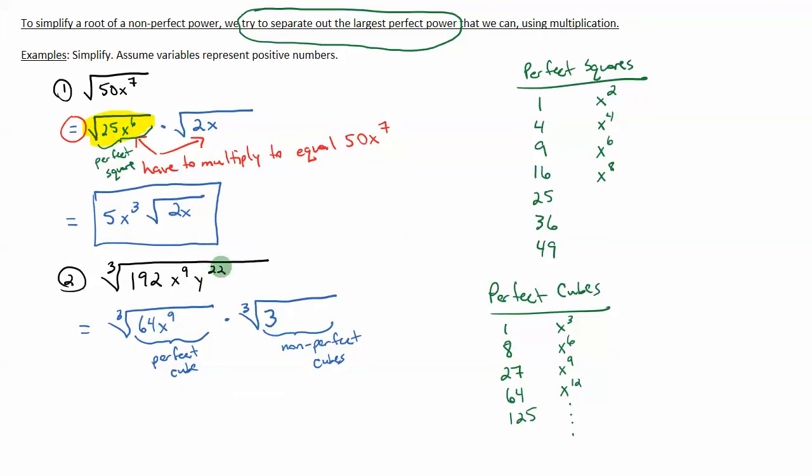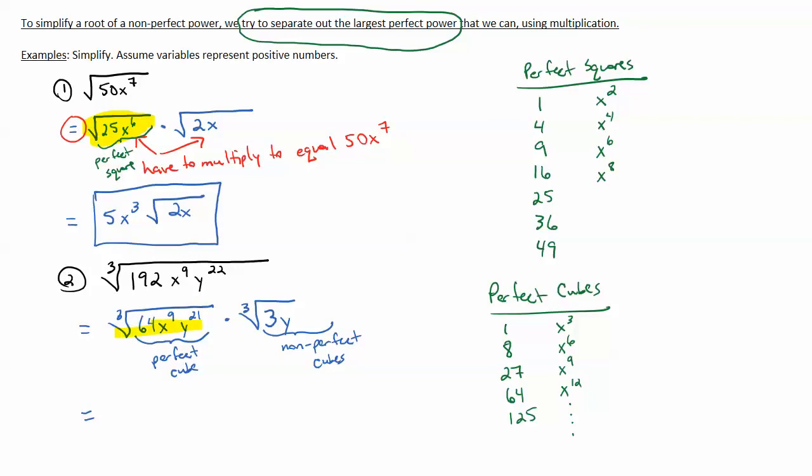Now I have to look at y to the 22nd. 22 is not divisible by 3. It's not on my perfect cubes list over here. But if I look at y to the 21st, it is, because 21 is divisible by 3. And if I put y to the 21st under my perfect cube radical, and I need y to the 22nd total, then I put y to the first, or just y, under my second radical. And now I can see that this radical symbol is a little bit longer than I need, so I'll erase some.